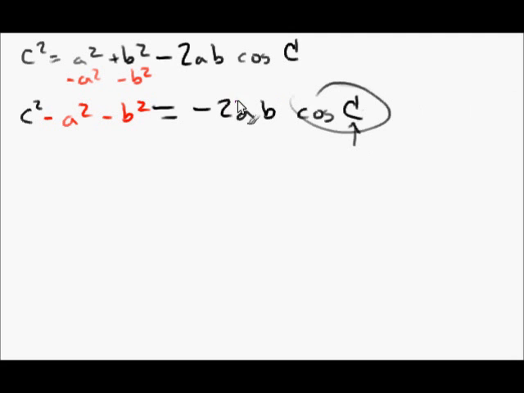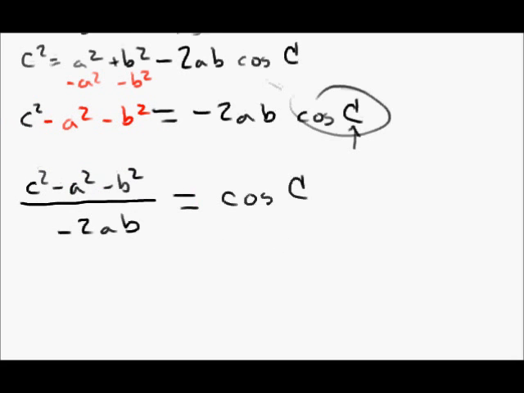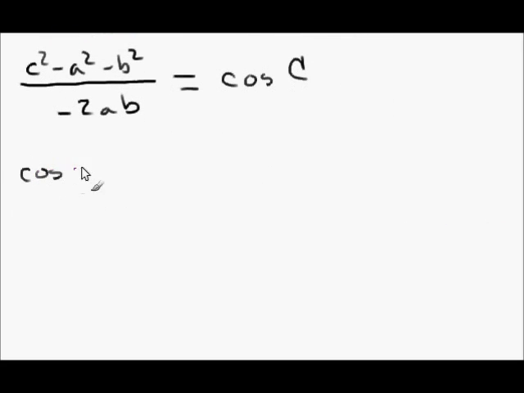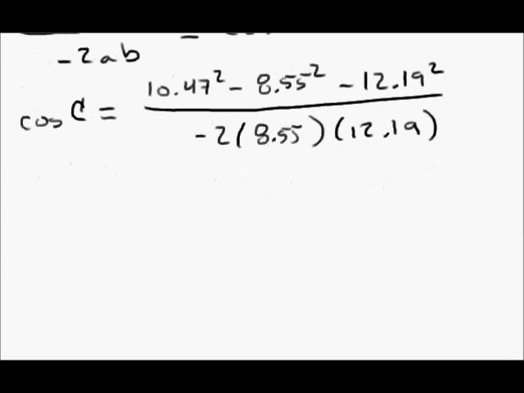So to get that guy by itself, we're going to have to divide by minus 2ab. So we'll go ahead and divide by minus 2ab. When I do that on the right hand side, I'll be just left with the cosine of C. And it's going to be equal to all of this in the numerator. That's the cosine of C. Let's go ahead and fill this in with some values. And I'm going to scrunch this guy way over there because I'm sure this is going to take up quite a bit of space. C squared, that's 10.47 squared minus 8.55 squared minus 12.19 squared divided by negative 2 times 8.55 times 12.19.